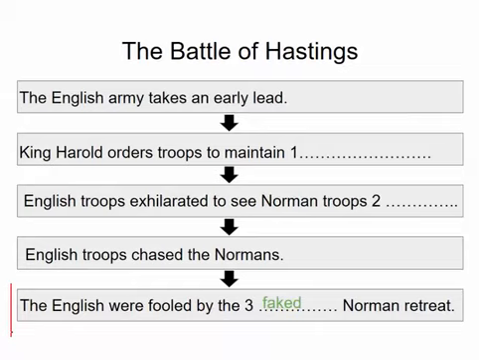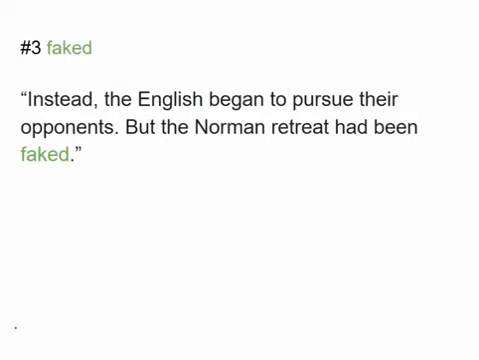The faked retreat. To fake something means it was pretend, right? It was a strategy from the Normans to defeat the English in this case. And that's what we get in this line down here. Instead, the English began to pursue their opponents, but the Norman retreat had been faked. Okay, faked Norman retreat was the answer to the question that works.